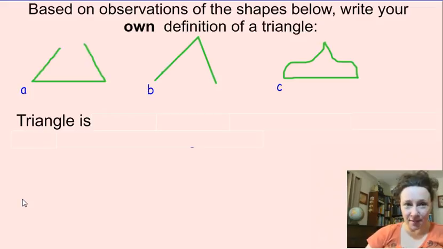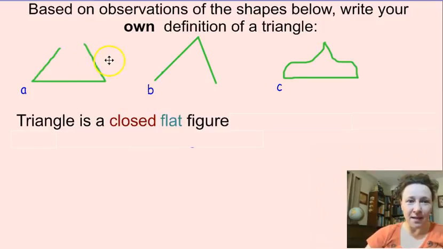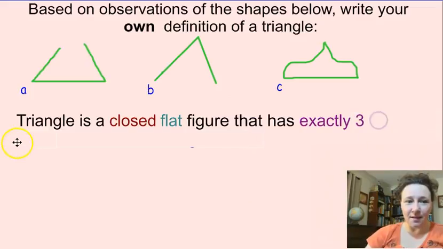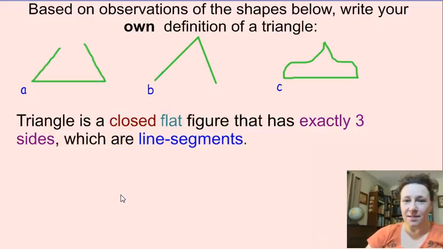Let's compare our results. A triangle is, I say, a closed figure that is flat, that is based on the first example, that has exactly 3 sides based on the second example, and these sides must be line segments, so they must be straight based on the third example.